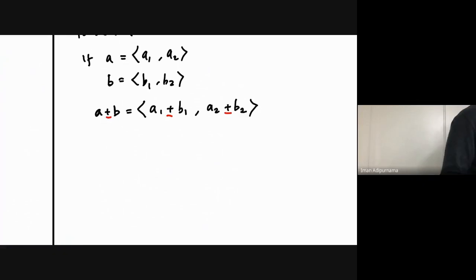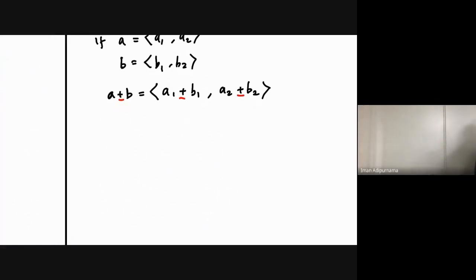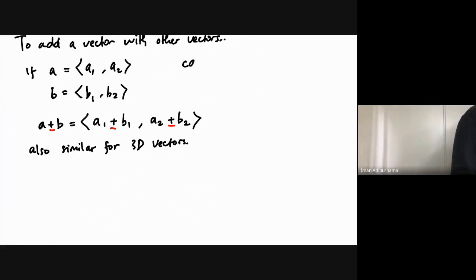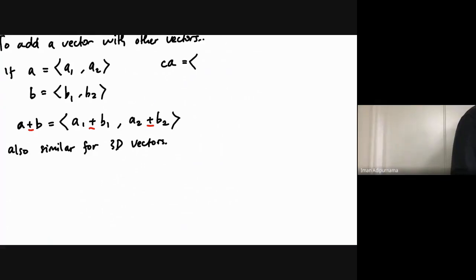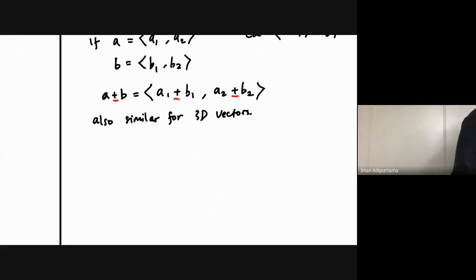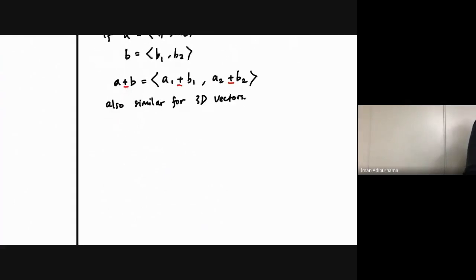So that's what happens, and it is similar for 3-dimensional vectors. And if you have a constant scalar multiplied by the vector, then the scalar will multiply with each component. The same thing happens in 3 dimensions.